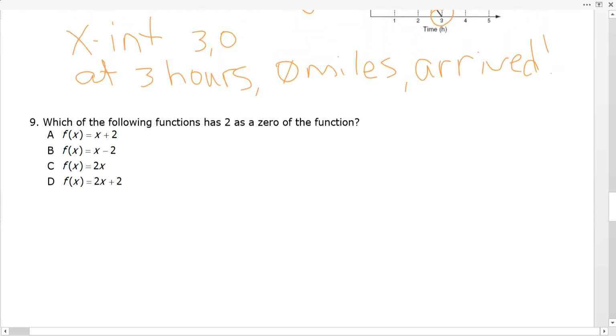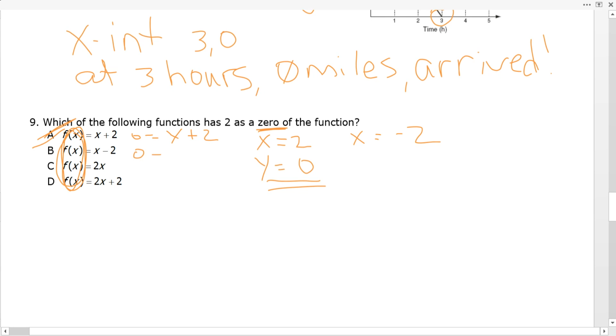Okay, so if I'm looking for x equals 2, y equals 0 is what we're looking for. So if I substitute in y equals 0, I should get x equals 2. So I'm putting my zeros in right here. If I have 0 equals x plus 2, if I take 2 away from both sides, I end up with x equals -2. So it's not that one.